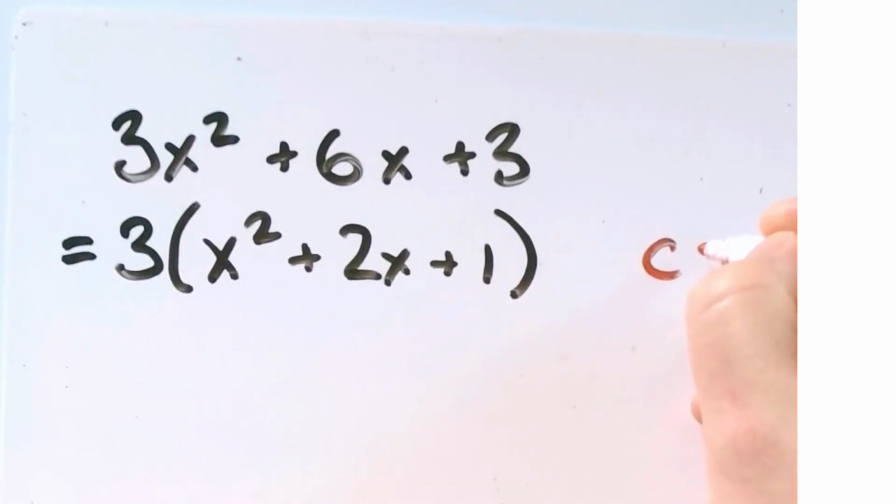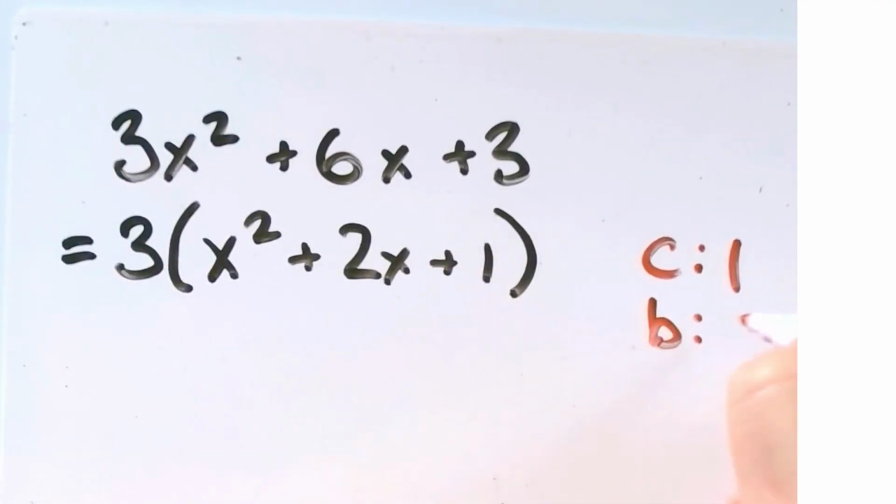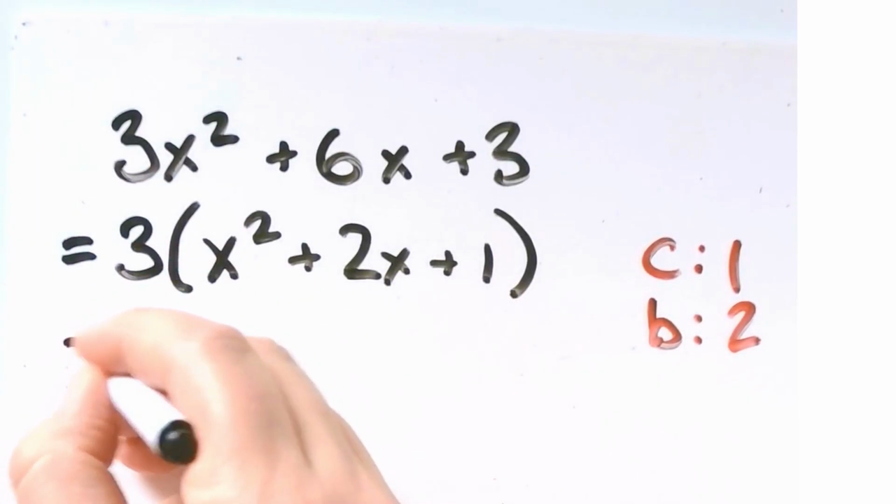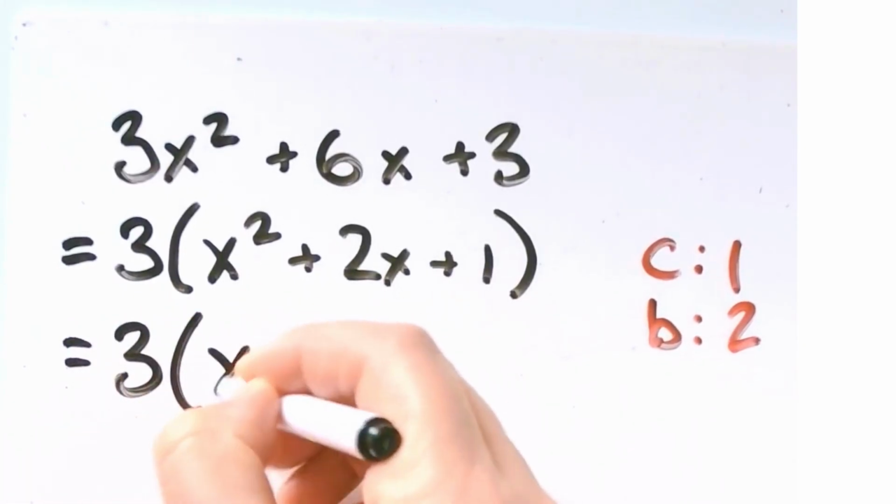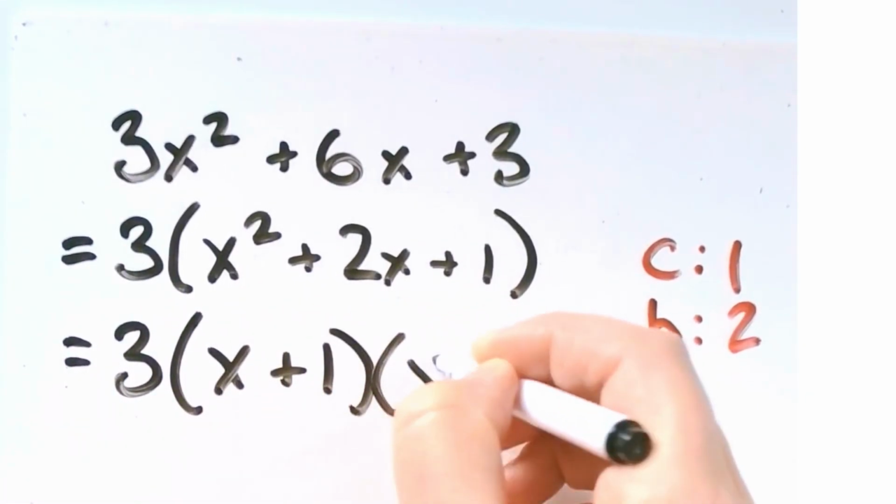So my C value is 1, my B value is 2. Now let's find two numbers that when you multiply them, you get 1, and when you add them, you get 2. Well, I think that's pretty simple. I don't even need to write it out. That number is 1 and 1, because 1 times 1 is 1, and 1 plus 1 is 2. So when I write it out in factored form, I will write 3 times x plus 1 times x plus 1.